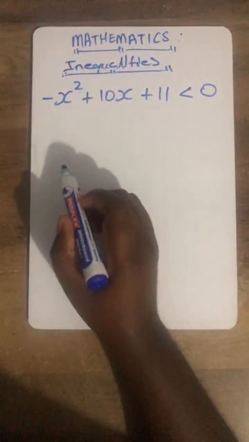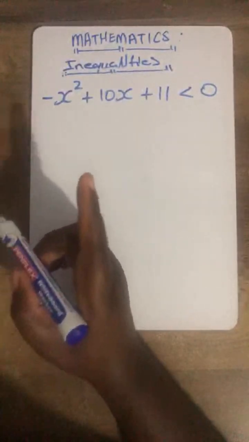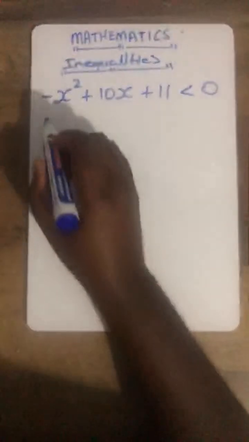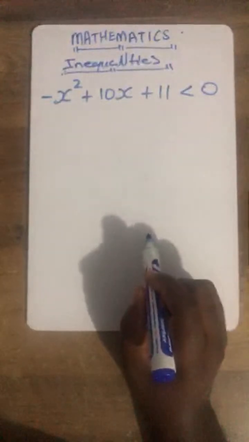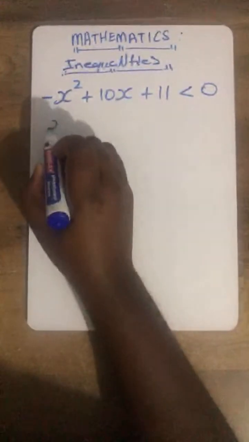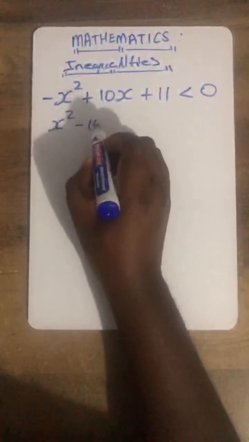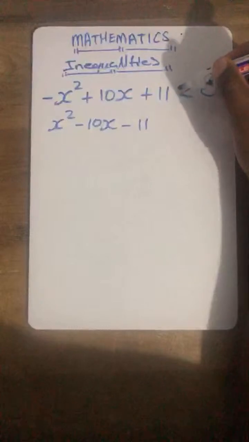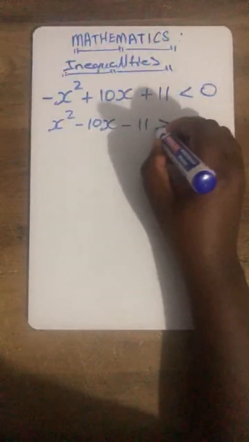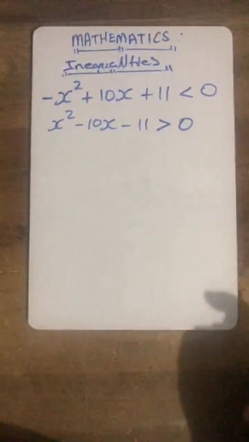So let's see. First thing first, you need to make sure that this is written in the standard form, and you must never have a negative a value. So you're going to change the sign of every sign there. This one, you change from being negative to being positive. You change it from being positive to being negative 10x. This one, you change from being positive to being negative 11. This is where you get it wrong. This inequality sign, you must also change it. That's where most of you guys get it wrong. That's why you are having different answers.